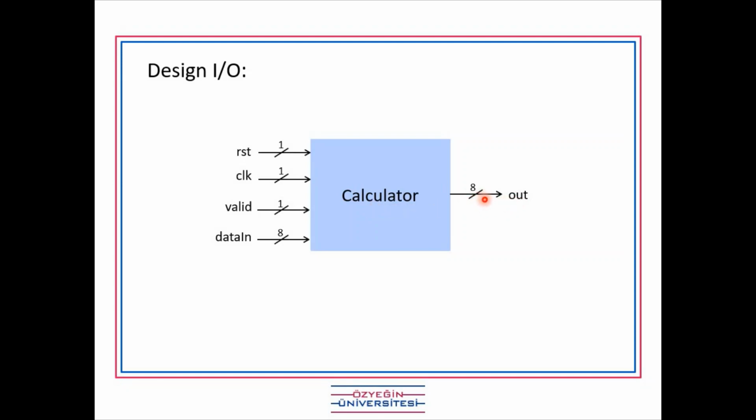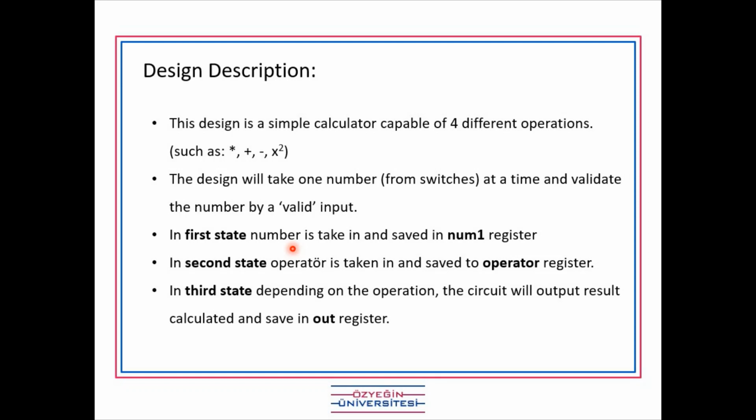As you can see, the output is 8-bit, the input is also 8-bit. So what is the capability of our calculator? Our calculator can do multiplication. It takes in 2 numbers, and it multiplies them. The other operator is addition. It can add 2 numbers. It can do subtraction. And the other one is the square operation. It has 4 different operations.